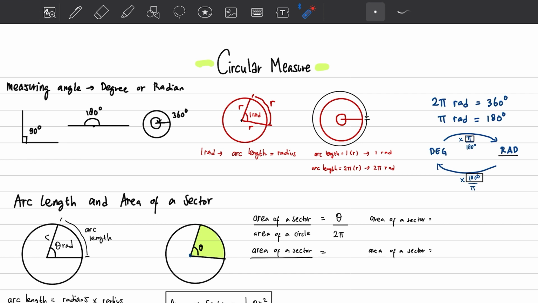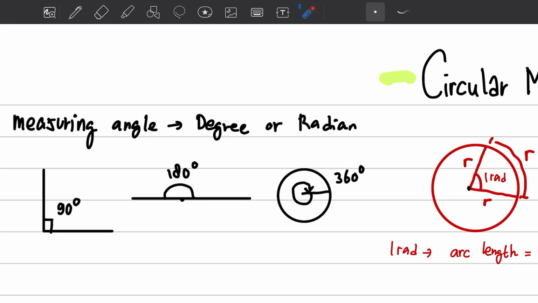In this video, we are going to learn about the theory and the formula of circular measure. So let's get started. The first one, we are going to learn about how to measure an angle. Usually, we use degree to measure our angle. For example, you use a protractor and then you measure how many degrees your angle is. So we have some examples here to recall your mind.